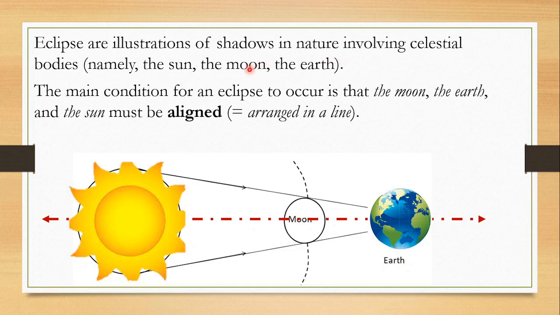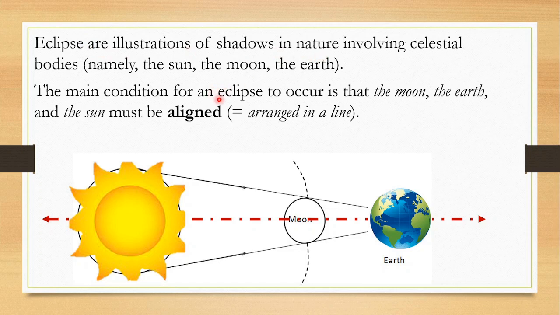And for the purpose of solar and lunar eclipses, the sun, the moon, the earth. These are the three celestial bodies involved. Three heavenly bodies, three bodies in space, the sun, the moon, and the earth. These three are involved in solar and lunar eclipses, which are essentially shadows formed in nature. Eclipses are illustrations of shadows in nature.